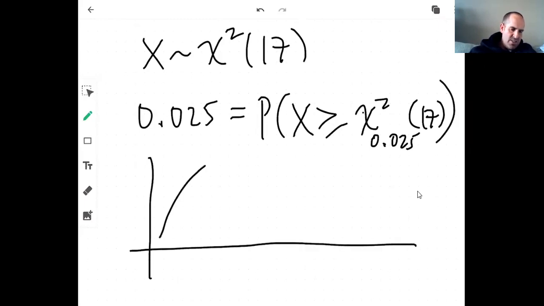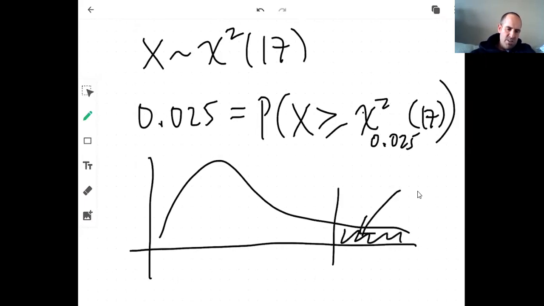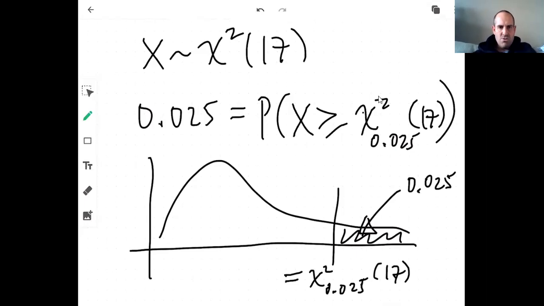In this case, it looks like this. This point is going to be up here a ways, and we want there to be 0.025 probability in the right tail. So this is chi-squared 0.025 of 17. What is this going to be equal to? Well, we're going to use our handy dandy Excel to pull this off.